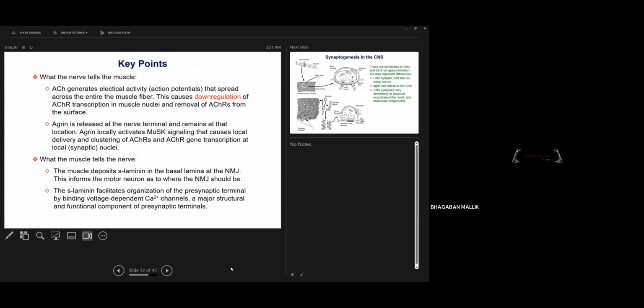So these are the key points. Acetylcholine generates electrical activity, or action potential. Agrin is required for the proper clustering of acetylcholine receptor, and you require this S-laminin for the organization of the voltage-gated calcium channel in the presynaptic compartment.